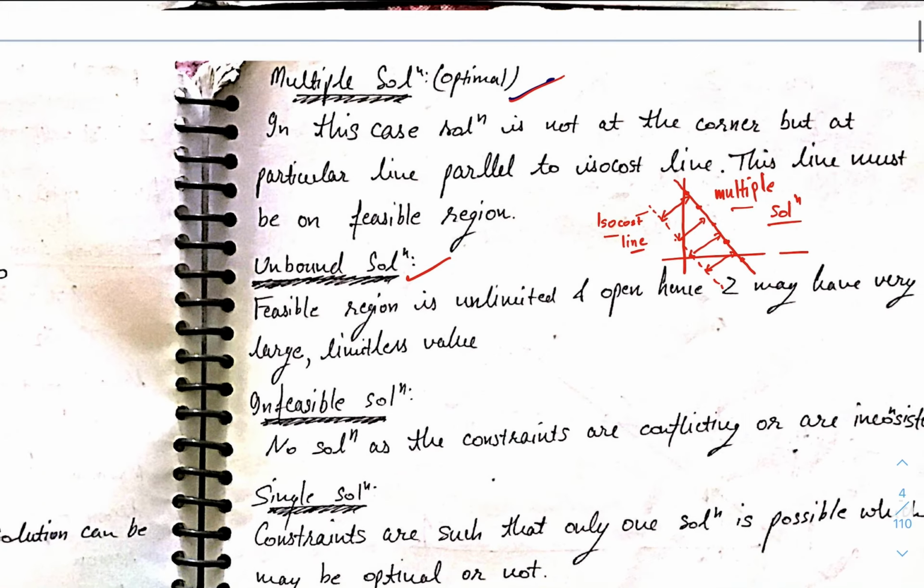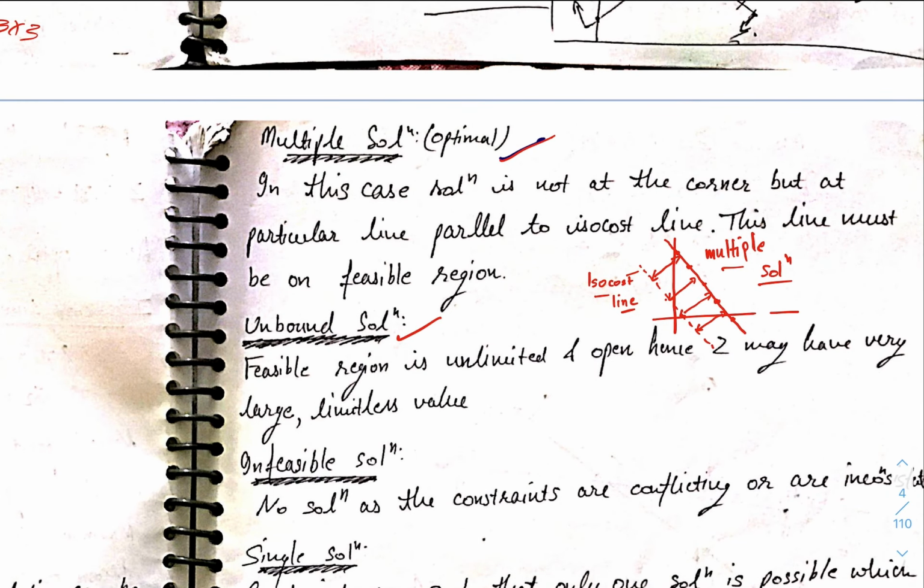Okay, so now you know what an unbound solution is. The unbound solution is different from an infeasible solution. In an unbound solution we have the solution. It's not that we do not have the solution. It's just that we do not know where to stop. It's infinite, right? So that's what I'm saying.